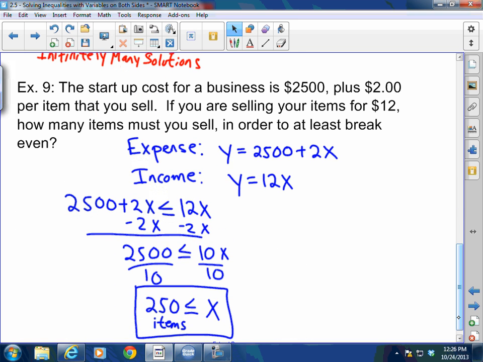And please make sure you pay attention to that break-even point. It's really important. A lot of people want to make money with business. That's how you make money. An expense equation and then an income equation.